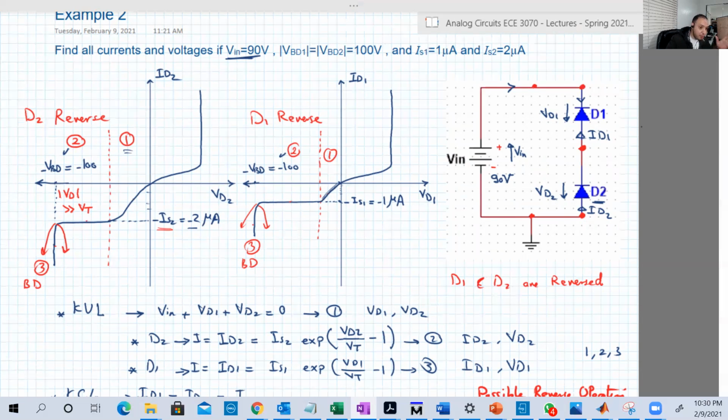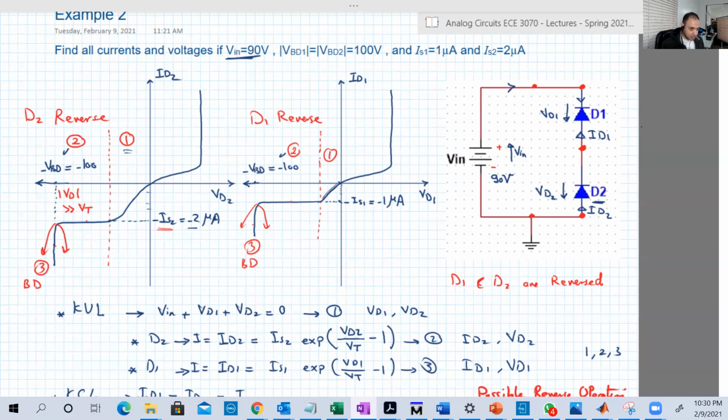First of all, that V input is 90, less than 100, and for the diode to go to breakdown, it must have a source that gives it this 100, but the source is only 90. So basically, neither D1 nor D2 is in breakdown. They are just reverse. So reverse, either region 1 or 2. Okay.